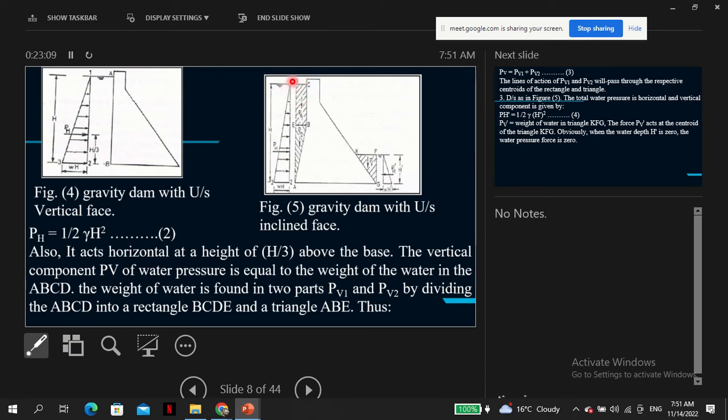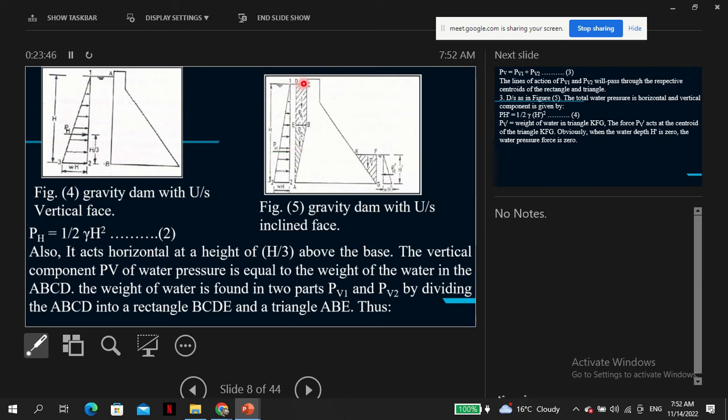just again the same idea, just the area of this. PH also acts horizontally at a height of h over 3 above the base. The vertical component is equal to the weight of the water in the ABC. So the vertical component is the weight of water here, which again is just the area times the unit weight of water.